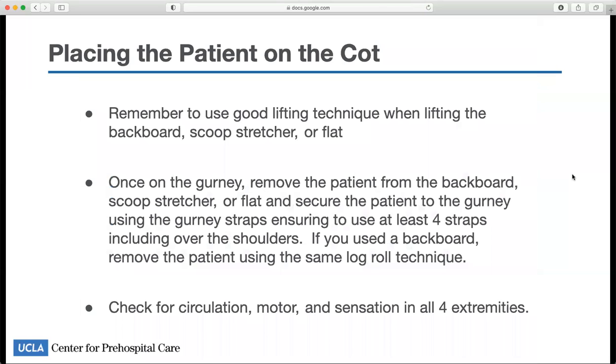When placing the patient on the ambulance cot, remember to use good lifting technique when lifting the backboard, scoop stretcher, or flat. Once the patient's on the gurney, remove the patient from the backboard, scoop stretcher, or flat, and secure the patient to the gurney using the gurney straps, ensuring to use at least 4 straps, including going over the patient's shoulders. If you used a backboard, remove the patient using the same log roll technique. Prior to completing the skill, ensure you also check for circulation, motor, and sensation in all 4 extremities.